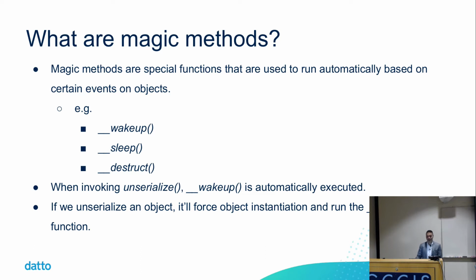The other unique thing is that when you invoke unserialize, there are a few methods that actually get invoked right when you call unserialize, and that is what leads up to the primary part of the attack. Wakeup and destruct as well are automatically executed. What that means essentially is when we unserialize this object, it now forces object instantiation, and then it will run that function for you.